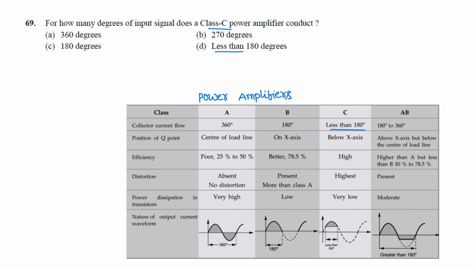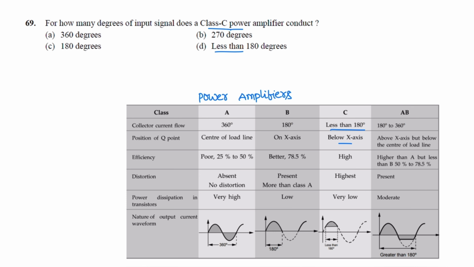The efficiency of a Class C power amplifier is high, whereas for Class A the conduction angle is 360 degrees, for Class B it is 180, and Class AB is between Class A and Class B. So for the question, the input signal conducts for less than 180 degrees in a Class C power amplifier.